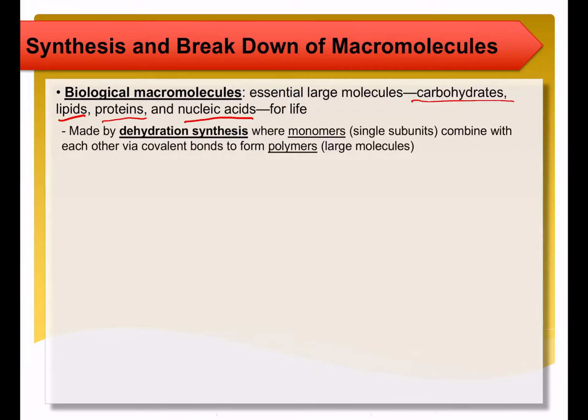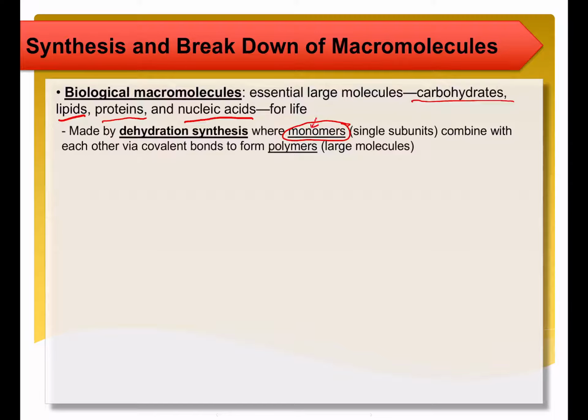Now, since they are macromolecules, which means they tend to run pretty large, in terms of molecular weight and in terms of size, how many atoms they're made up of, they are made from smaller components or subunits called monomers, or what we call single subunit. So mono for single, that's why it's called monomers.